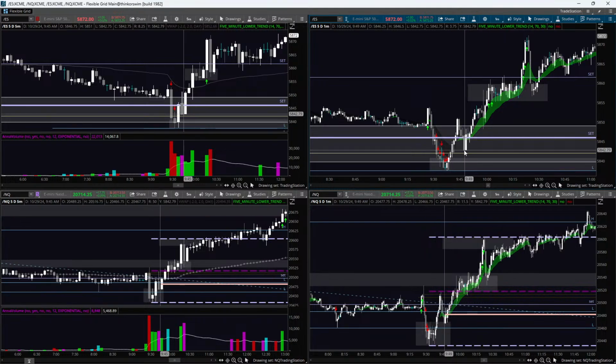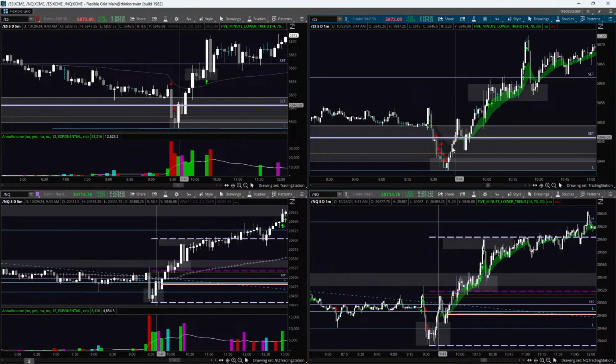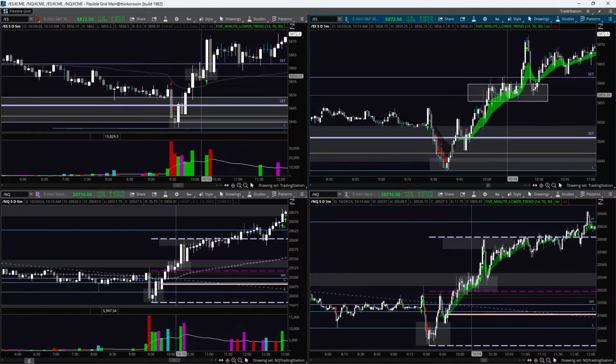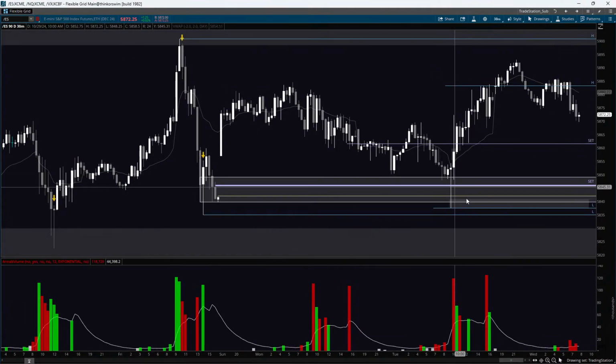Held that. Took all of these people out. Price came, didn't go too far, hit these lows, and reversed. And I had to respect that. Price was just closing the gap and reversing. All right, so that was that.